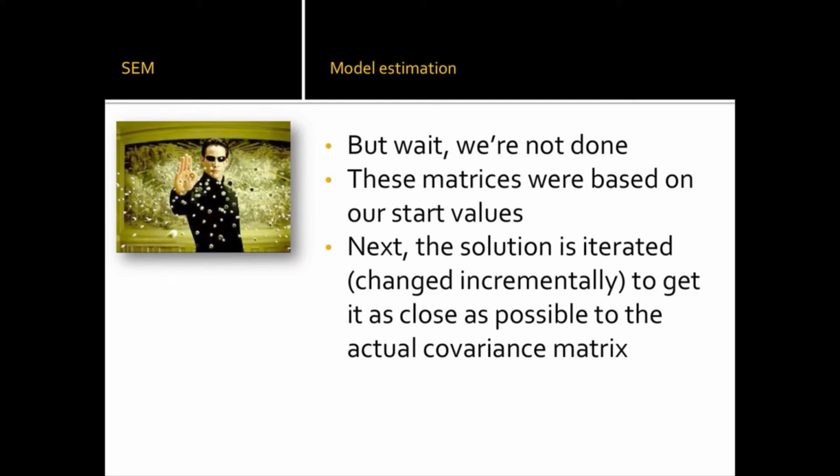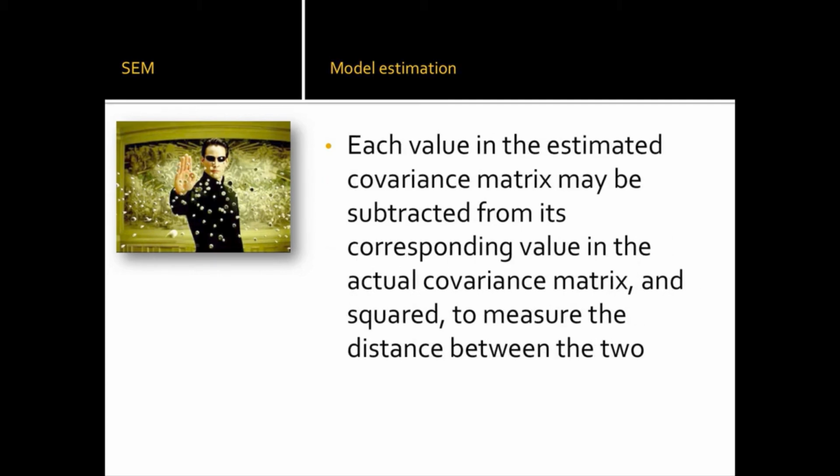But wait, we can't compare yet. Why not? Well, this was the matrix that was generated based on our start values, so this is a valid estimate of the covariance matrix. But now we need to iterate that solution. So we need to bring it as close as possible to the actual covariance matrix to give our model the best chance it has, or to sort of maximize our chances of having it represent our data. And I just kind of foreshadowed a little bit by calling it maximizing. We're going to use maximum likelihood here to match up our model to our data.